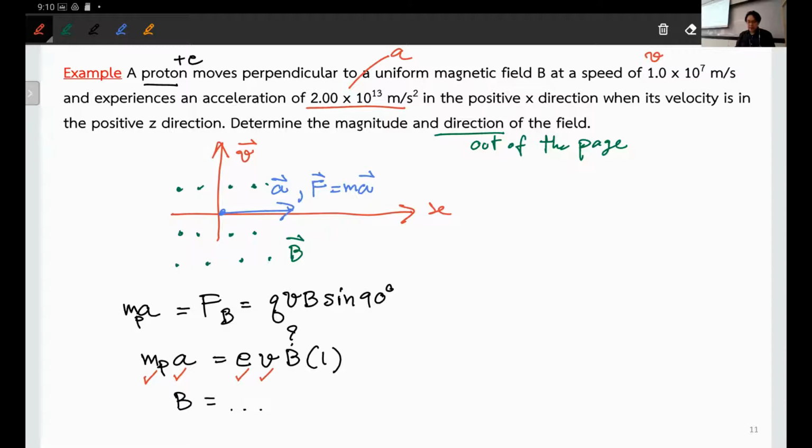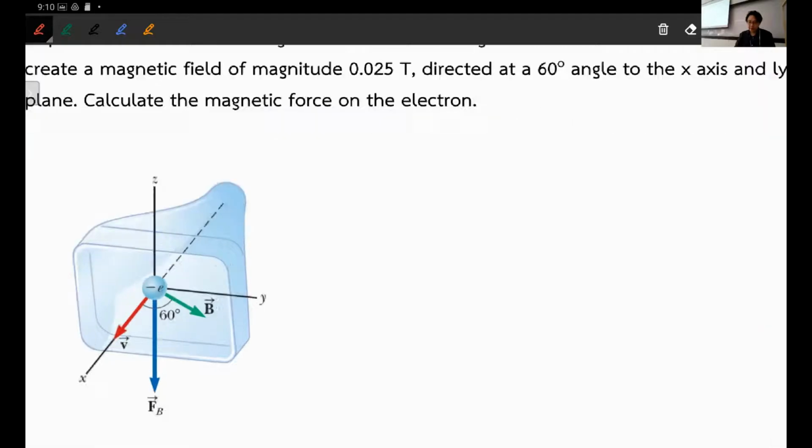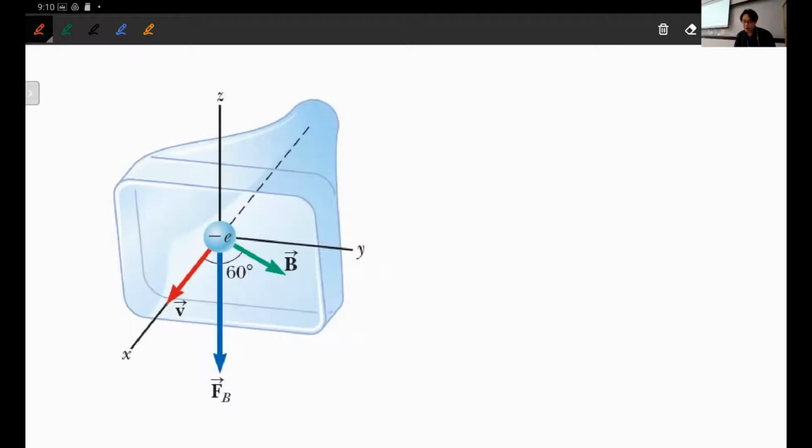Okay, next, try again. Here we go. So this is an old style TV, which nobody is using anymore. All right, but anyway, let's just look at the configuration over here. If you have an electron shooting out toward the screen in the front, which is along the x-axis that you see in that coordinate system there, and let's say that the magnetic field now is at 60 degrees though, right? The magnetic field is not perpendicular to the velocity anymore. Calculate the force acting on this particle and the direction. Okay, what do you think? Try this one.